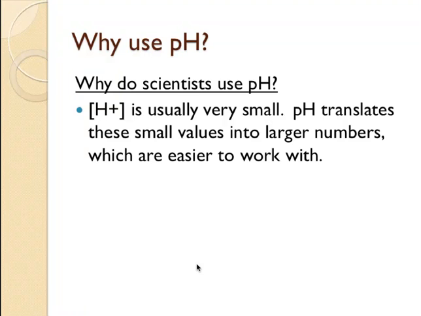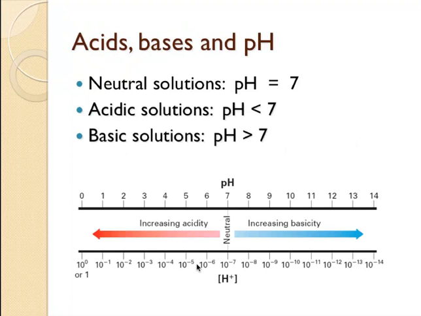Why are we using pH? Because when you talk about the hydronium concentration, the concentrations are very small, like 1 times 10 to the negative 14. You don't really want to say 1 times 10 to the negative 14 all the time. So pH lets us work with these small values, and we call it like 6.2, 3, 8.14. They're easier to work with than the exponents. Neutral solutions, pH is 7. Acidic has a pH less than 7. And basic solutions have a pH greater than 7.